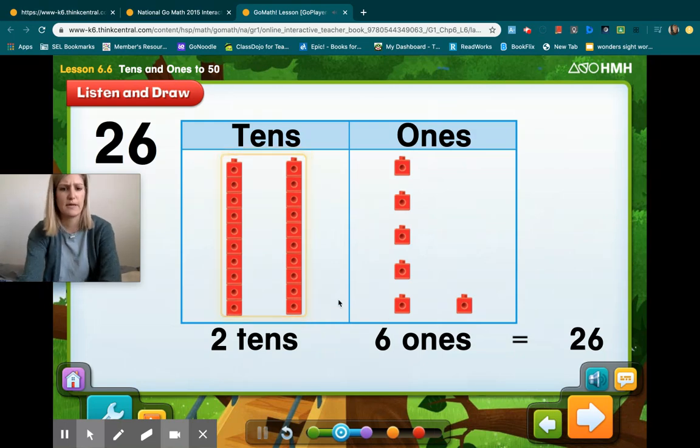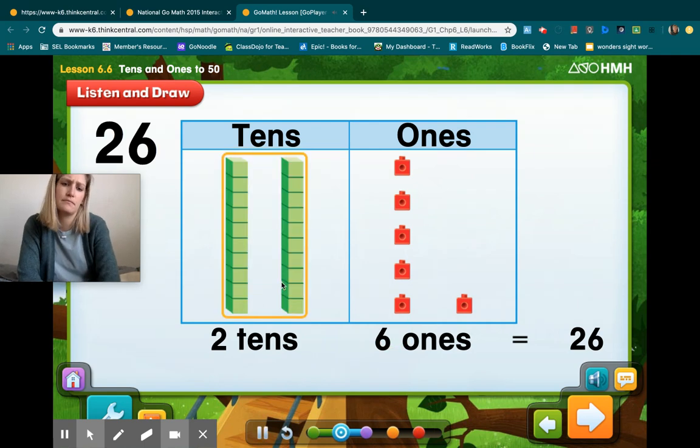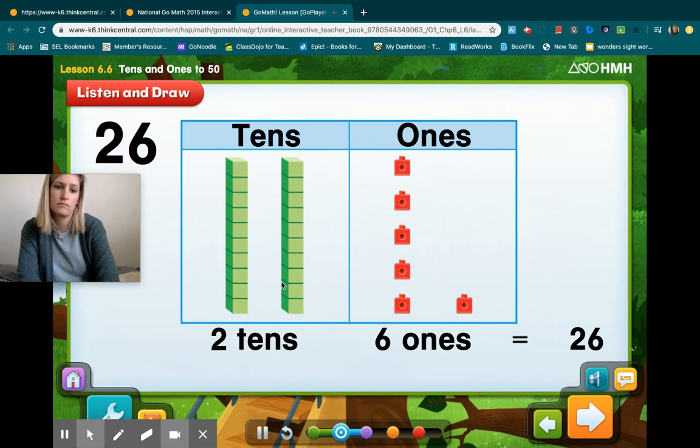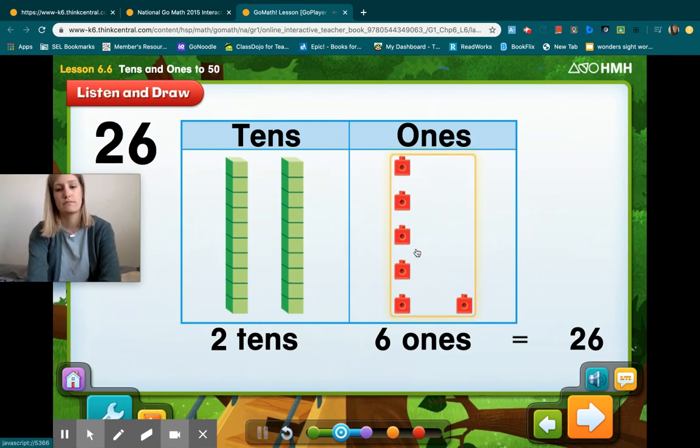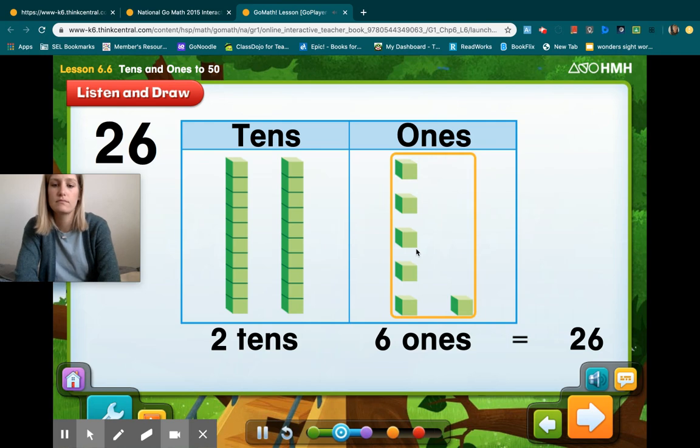Let's see what she means by tens blocks. The two tens blocks show there are 2 tens. There are still 6 ones. You can change these to base 10 blocks as well. Click the 6 cubes to change them to 6 ones blocks. 2 tens and 6 ones make 26.